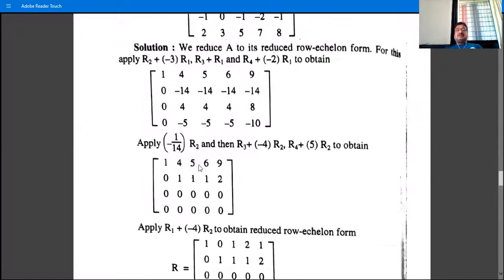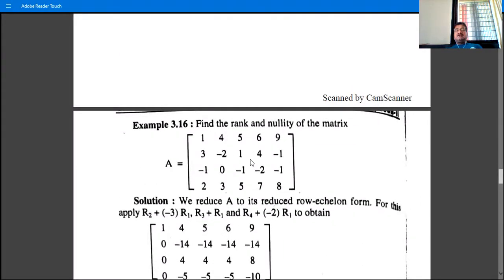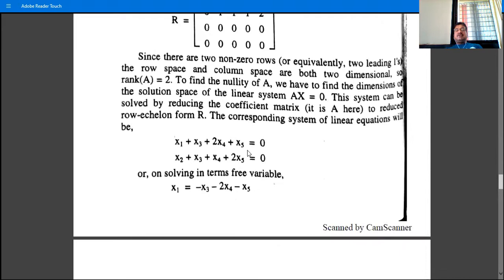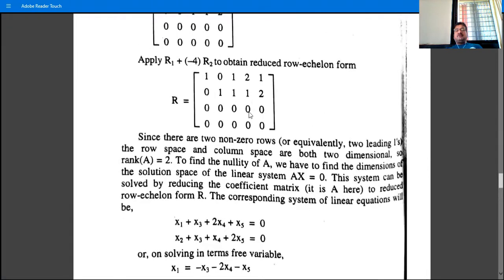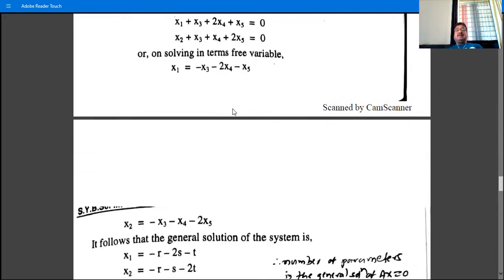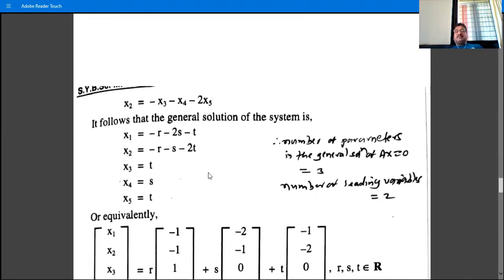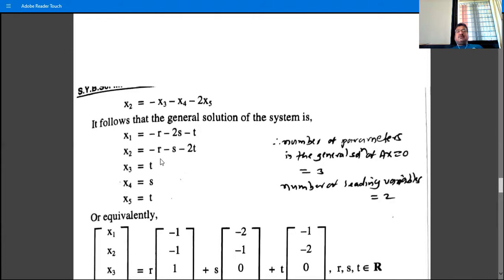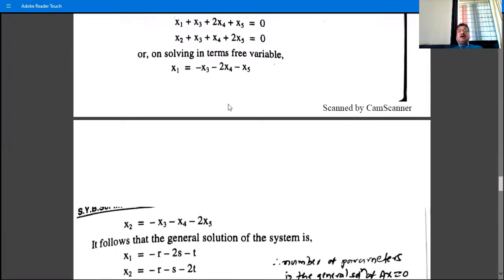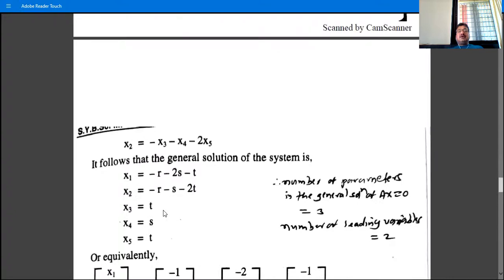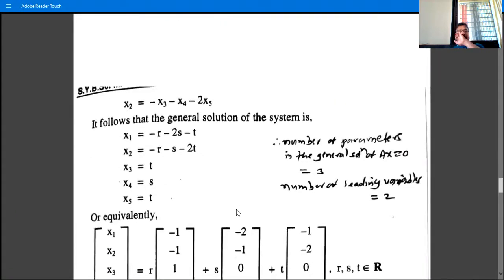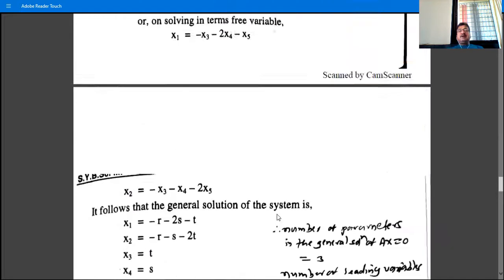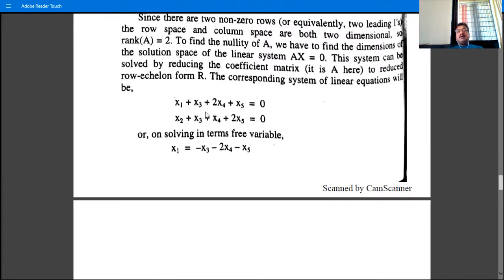So this is the matrix, and we can find its nullity by reducing the matrix to row echelon form or reduced row echelon form, rewriting the equation, and then finding the values of x1, x2, x3. If you assign three unknowns, then nullity of A is 3. But if you assign two unknowns, then nullity of A is 2. If you assign one unknown, then nullity of A is 1.